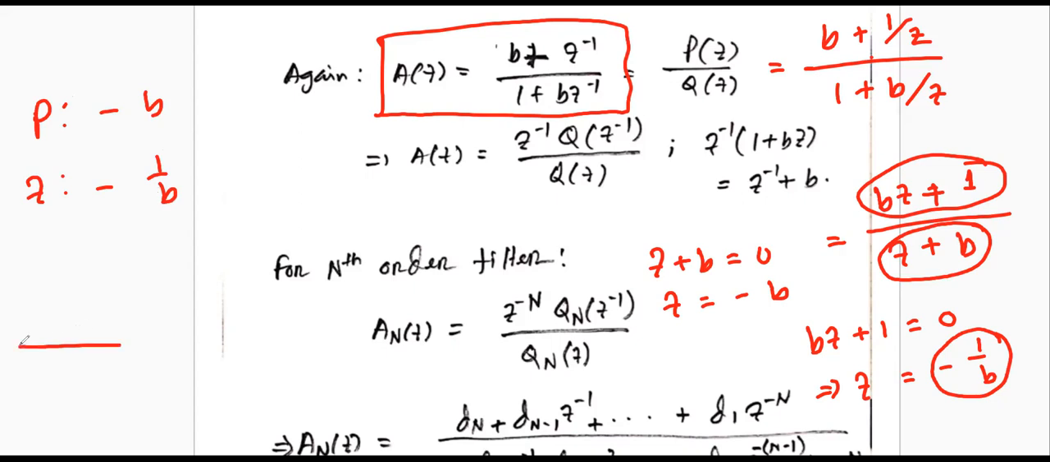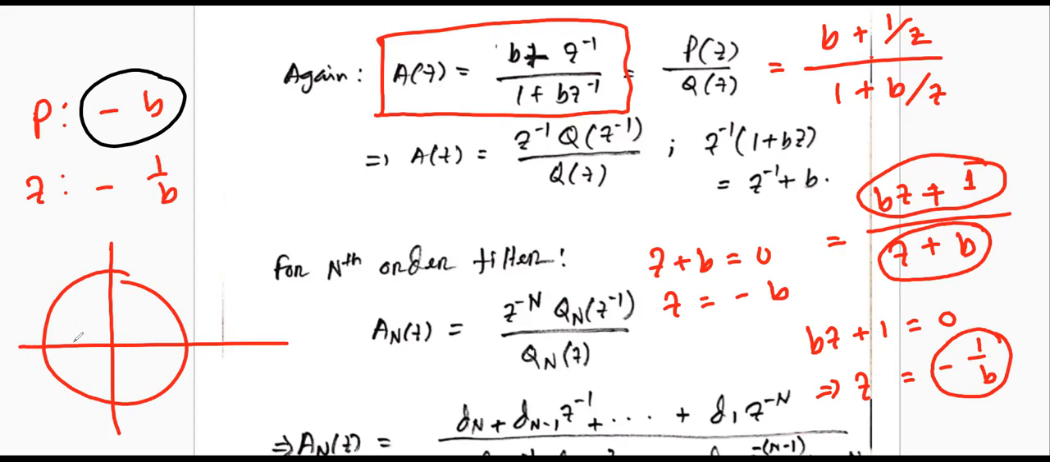So if we want to draw it in the Z plane, this is minus B. Let's say this is the location of minus B, the pole location. Where is the zero location? That is minus 1 by B, probably there. What could be the value? Let's say it is minus 0.8, and this is minus 1 divided by 0.8, which is more than 1.